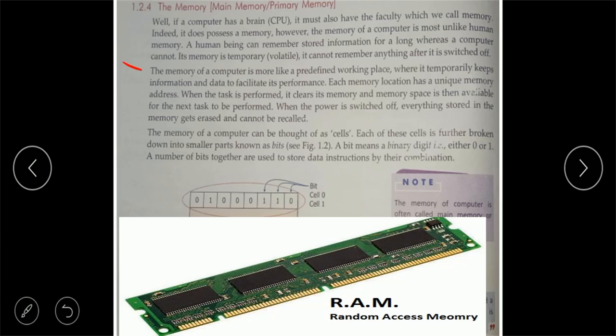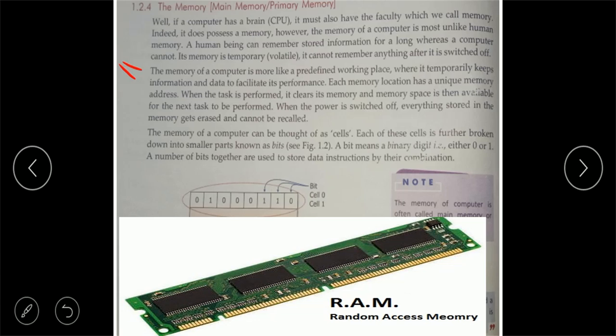That's why primary memory, main memory is like a predefined working place, like a stage you can say, where you perform and move back. You can't occupy the space there on the stage. So primary memory is a predefined working place where the data is stored for processing, and after processing the data is either saved in the secondary memory or is lost from the memory. So the memory of a computer is more like a predefined working place where it temporarily keeps information and data to facilitate its performance.